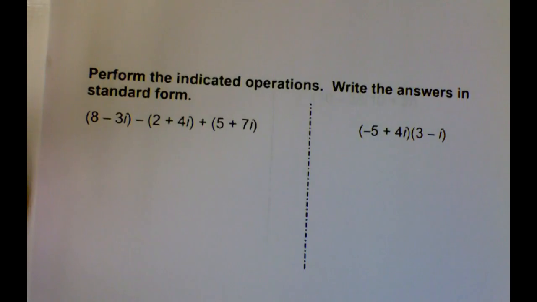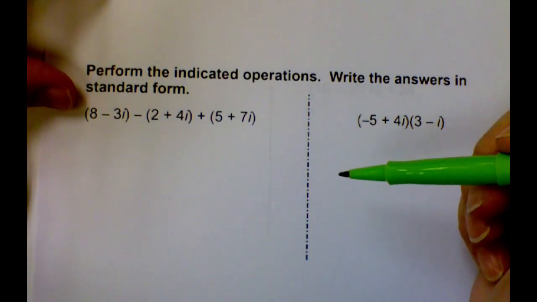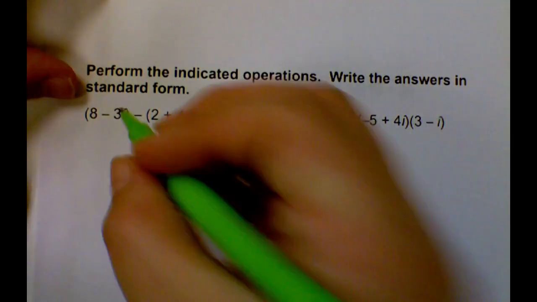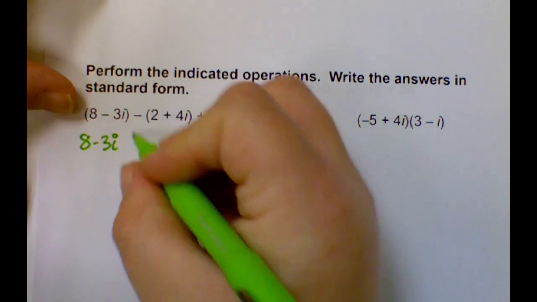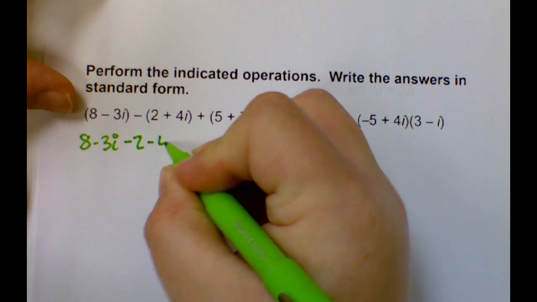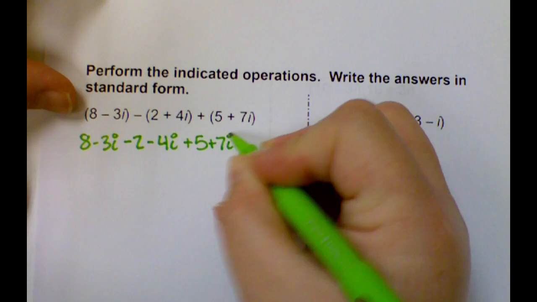Now, let's play with some more imaginary numbers. We're going to perform some operations. We're going to start with adding and subtracting, and then we'll get into multiplying and dividing. So to add and subtract, it's really just the same as with polynomials. We combine our like terms. So since I have a minus here, I actually want to distribute that minus and make it minus 2 minus 4i. And then my plus 5 plus 7i is fine.